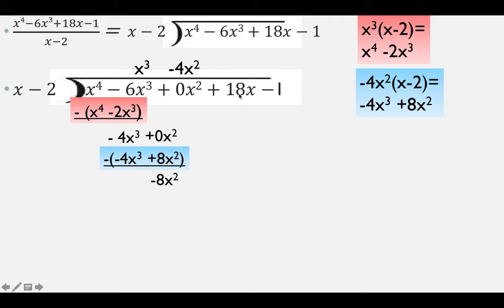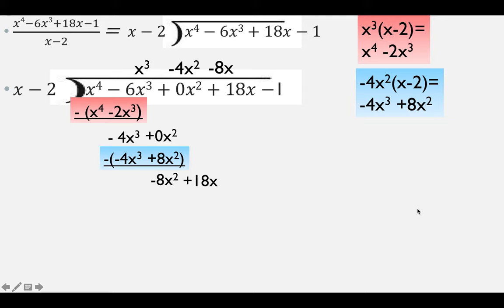All right, next step, let's bring down this 18x right here. Great, so now we're going to go ahead and continue the process. So now next, let's look at the first term of the new polynomial. So it's negative 8x squared. Here it's just x. So what do we multiply x by to get negative 8x squared? You need a negative 8 for sure. And then I think you need one more x to get the x squared right here. Okay, so let's multiply by negative 8x. So I'm going to put that right here above the 18x.